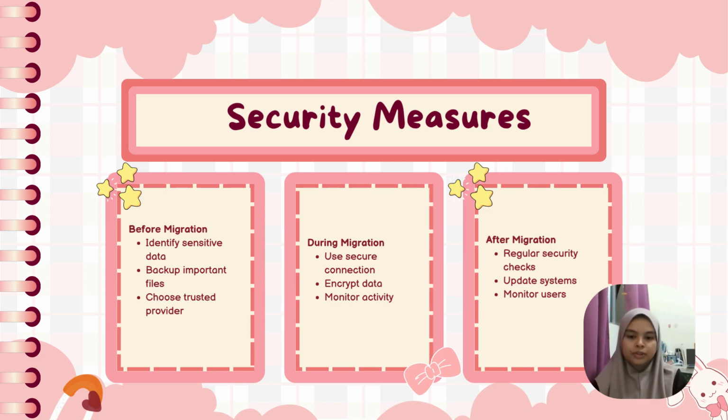Question 2 is about security in cloud computing, especially during the migration process, data protection, and security strategies. Before migration, organizations need to identify sensitive data, back up important files, and choose a trusted cloud provider. During migration, they should use secure network connections, encrypt data, and monitor system activity. After migration, regular security checks should be done. Systems must be updated, and user activities should continue to be monitored.